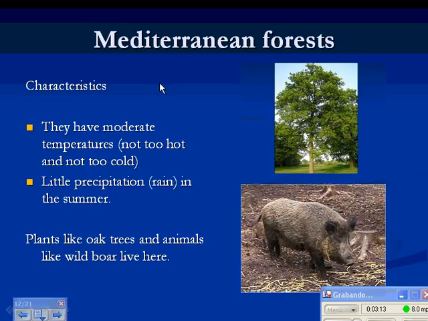Mediterranean forests. The characteristics include that they have moderate temperatures, so it is not too hot and it is not too cold. They have little precipitation or rain in the summer. And plants like oak trees and animals like wild boar live here.